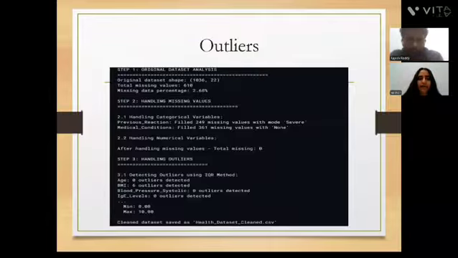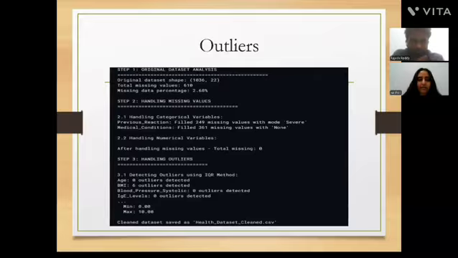we analyze the data, and the second step is handling missing values. Here we find that we have 2.68% missing values, so in the second step we are handling those values. Handling categorical values: in the previous reaction field, 249 missing values are filled with the mode, and in the medical condition field, 361 missing values are filled with none. We handle numerical values as well. After handling missing and numerical values, the total missing value is 0.